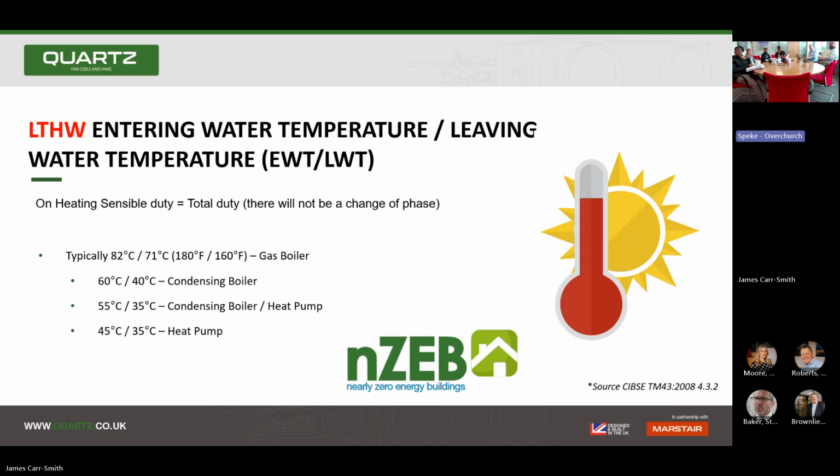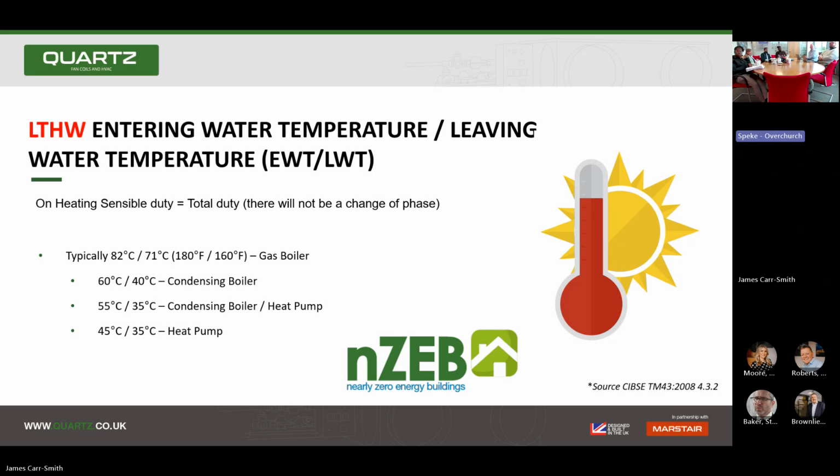Generally, those temperatures are going to come from a boiler plant. You see 60/40 could be coming from condensing boilers. 55/35 is now commonplace, which is a mixture of condensing boilers or heat pump renewable technologies. And also 45/35 is quite common, where we're purely using the heat pumps.